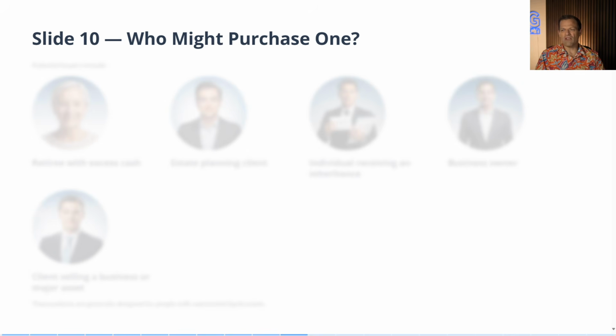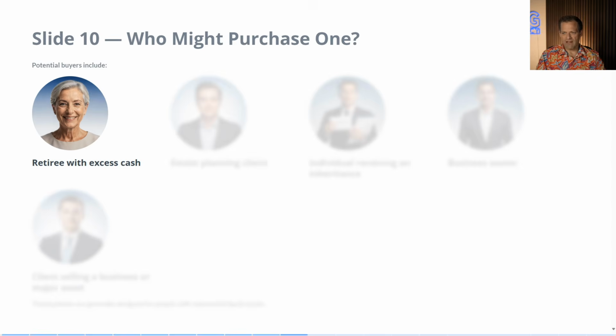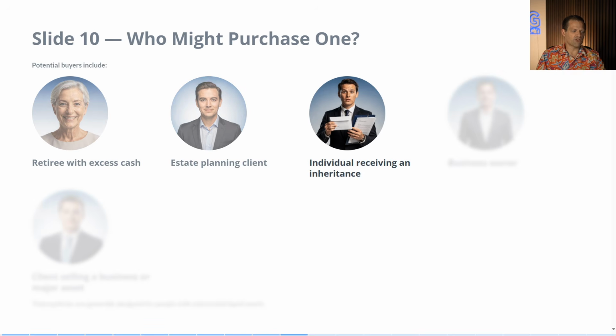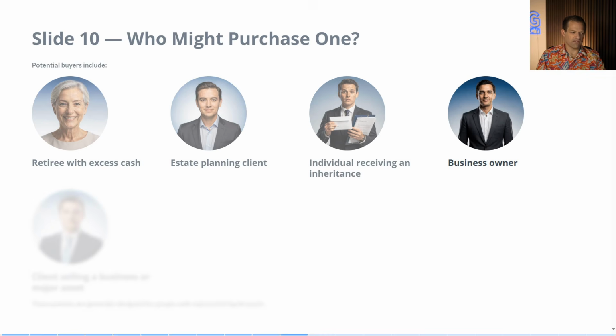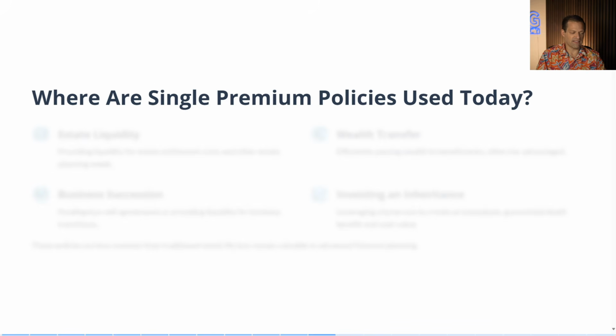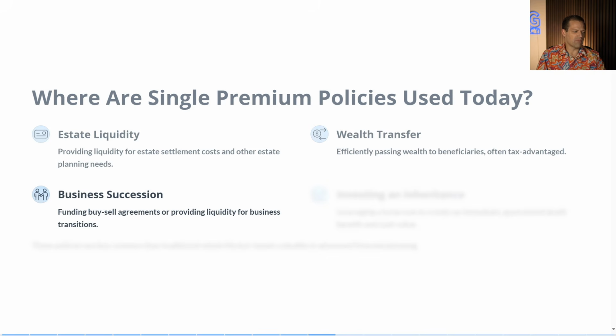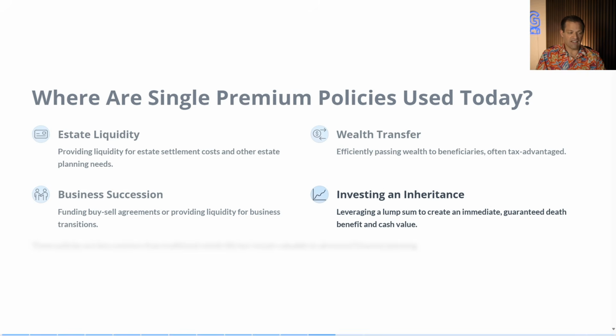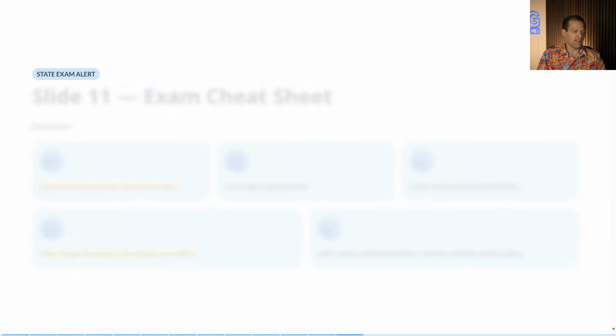So who likes single premium life insurance plans? People like retirees with money laying around, estate planning clients, individuals receiving an inheritance who want to put that money somewhere, a business owner, or a client selling a business or major asset. These policies are generally designed for people with substantial liquid assets. That's the key thing. So where are they used today? Estate liquidity, wealth transfer, business succession. They fund buy-sell agreements or provide liquidity, and invest an inheritance, okay? These policies are less common than traditional whole life, but remain valuable in advanced financial planning.